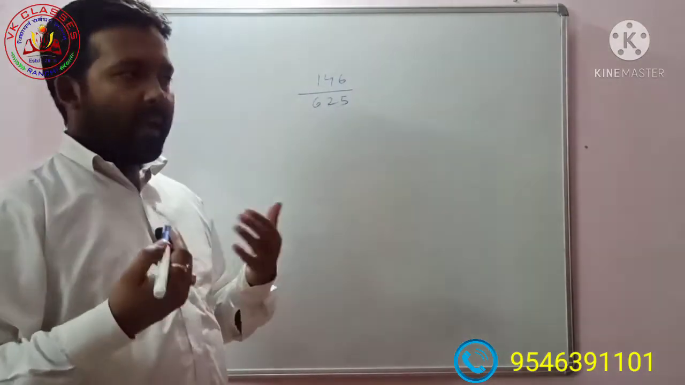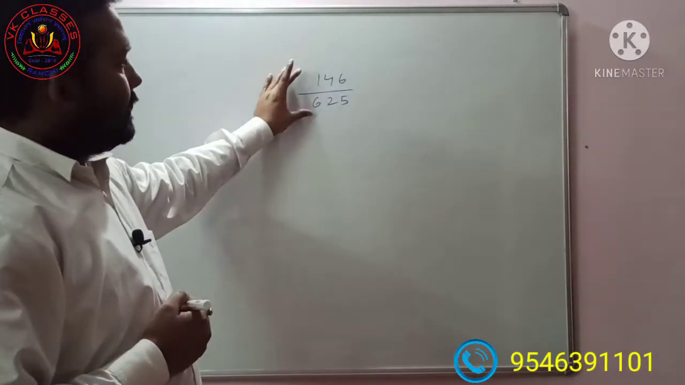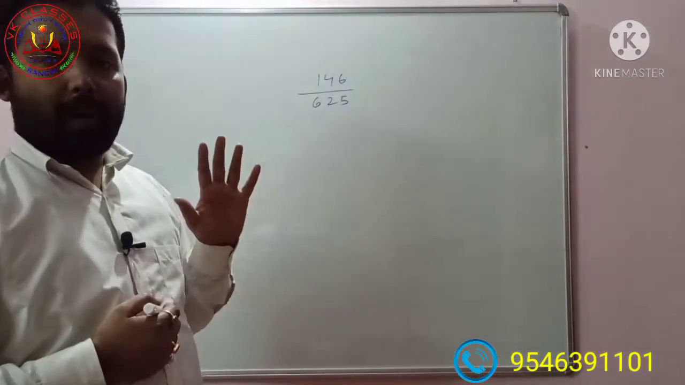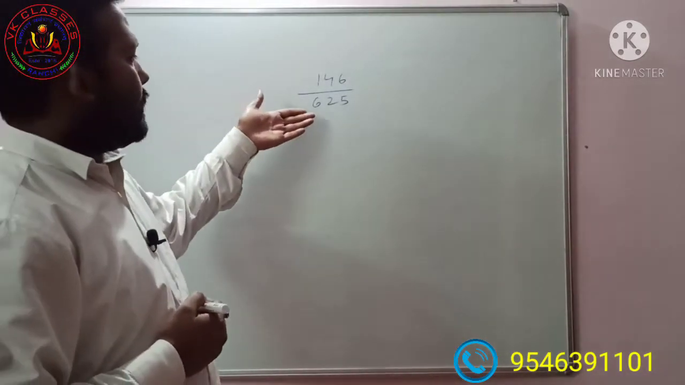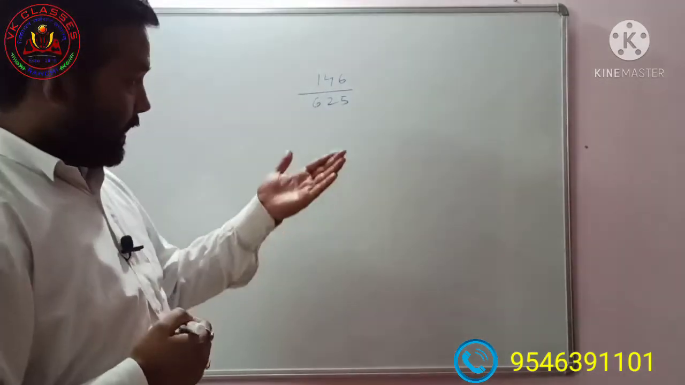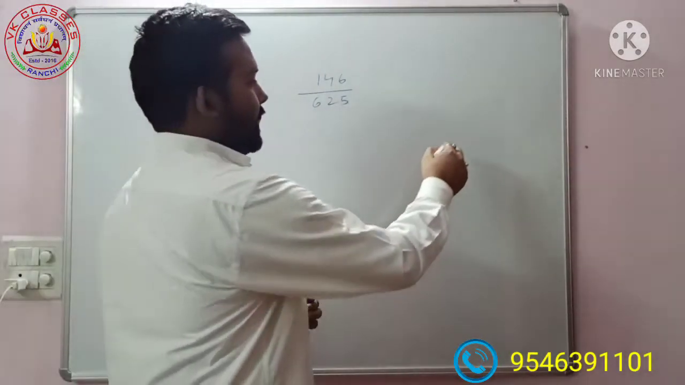Now if we have to find out whether this number is a terminating decimal or non-terminating, how will we find that? What we have to do is find the prime factorization of 625. So let us prime factorize it.